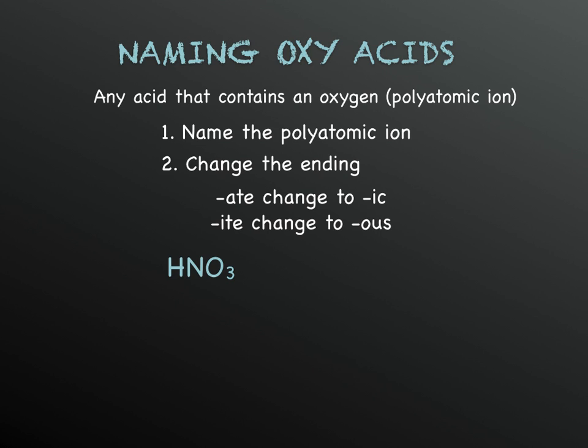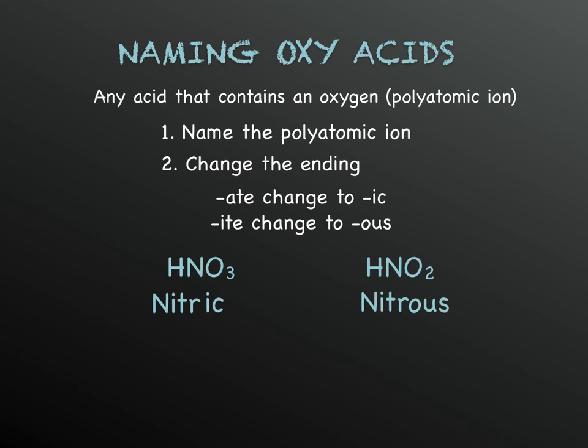There's the NO3, which is nitrate, and the ending will be replaced with an IC. So this would be nitric acid. The polyatomic for this is nitrite. Once again, we'll get rid of the ending and replace it with an OUS. This would be nitrous acid.